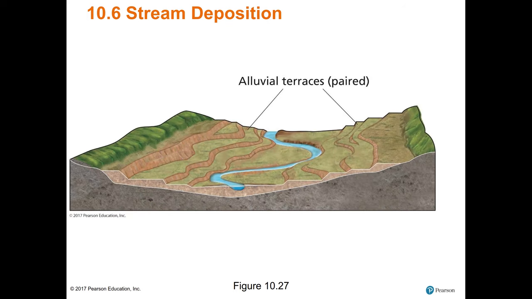You could have paired alluvial terraces if the regime of the stream changes. If there's uplift, if there's tectonic uplift, you can get alluvial terraces.